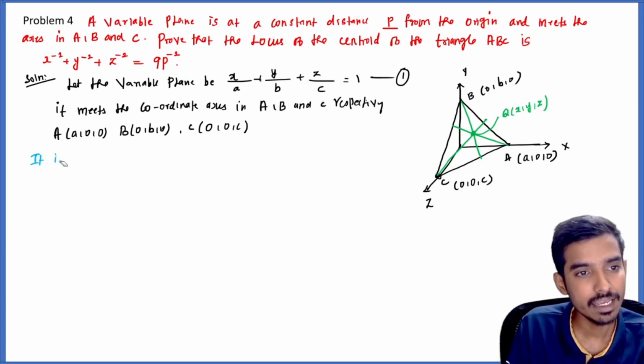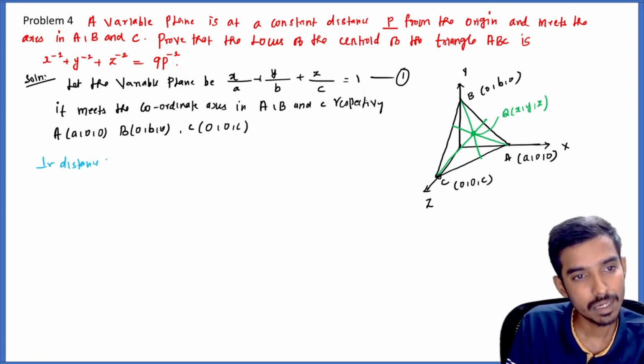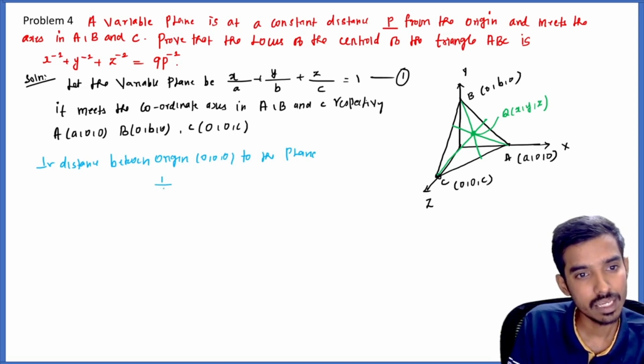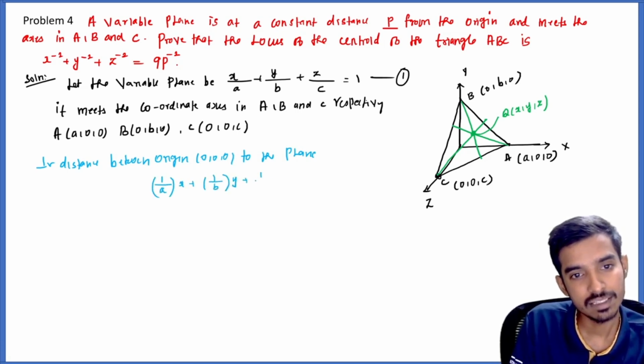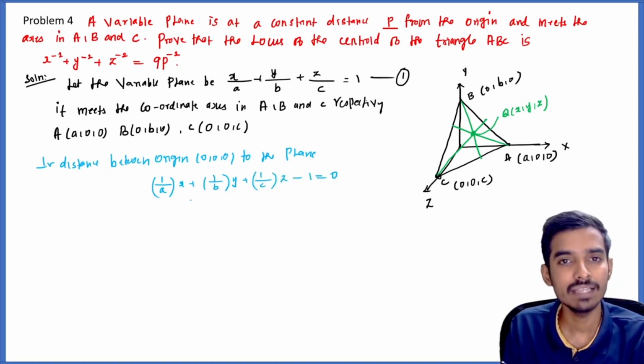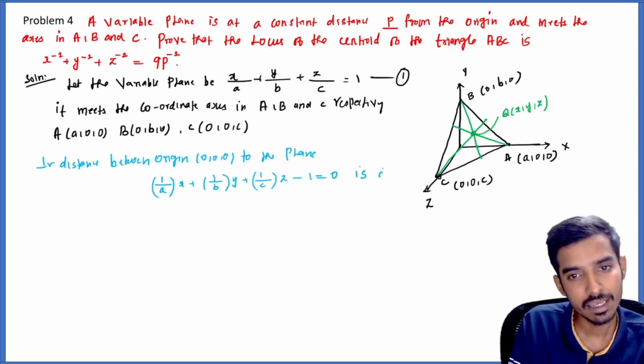Okay, I write it directly. Perpendicular distance between origin 0, 0, 0 to the plane ax plus by plus cz plus d is equal to 0, right? So here a is 1 by a, b is 1 by b, c is 1 by c, and d is minus 1, right?